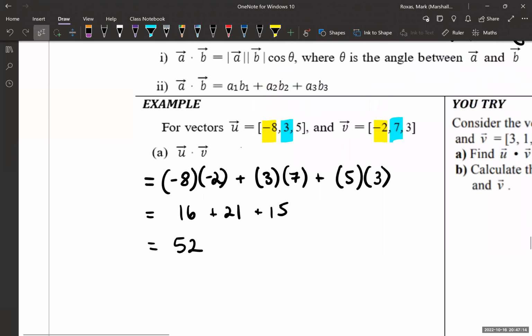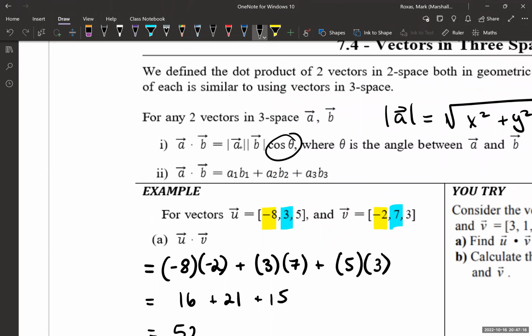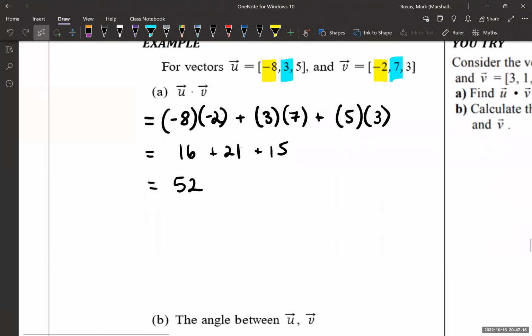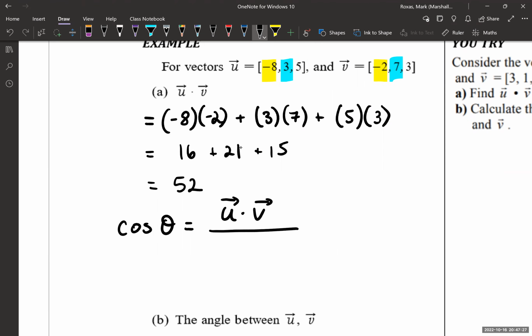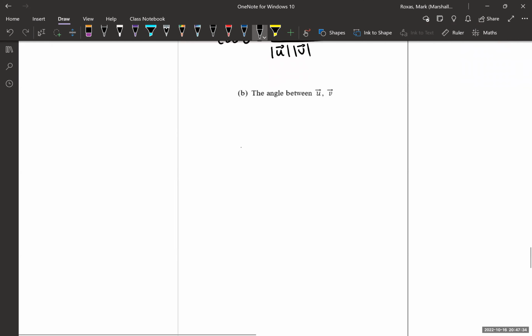Think about the angle for the geometric formula. It's still just rearranged for cosine theta. So if I rearrange for cosine theta equals, in this case, instead of a and b, we're going to use vectors u and v. So u dot v over the magnitude of u times the magnitude of v.